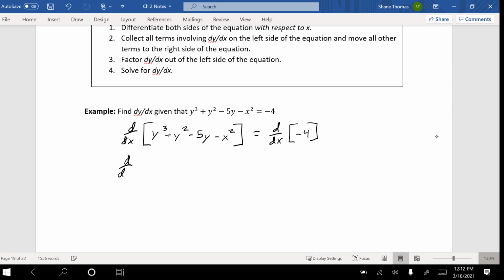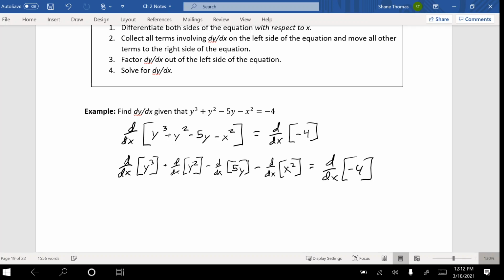All right, so we break this down. So I'm going to have d dx of y cubed plus d dx of y squared minus d dx of 5y minus d dx of x squared equals d dx of negative 4. Again, I'm breaking this down farther than we need to right now, but you'll see why. Now we just made a whole bunch of smaller problems within the bigger problem here.